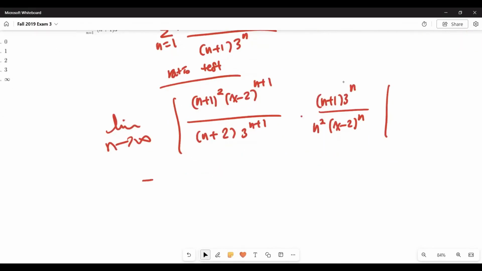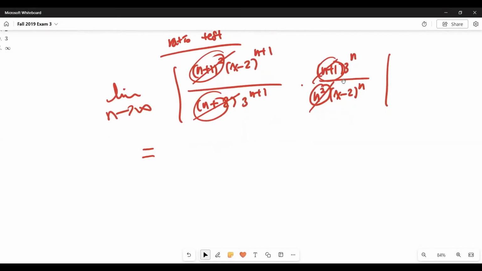So (n + 1)^2 over n^2, if n goes to infinity, this will be just 1. So we don't have to worry about this part. And same thing with n + 1 and n + 2. If n goes to infinity, by L'Hopital, this will be just 1. So you don't have to worry about this part. So all you have to worry about is this, the ones that are not circled.